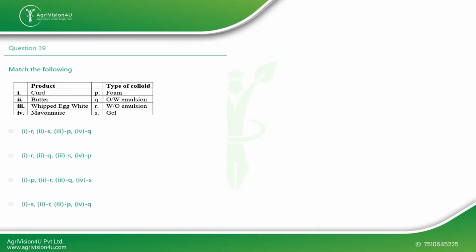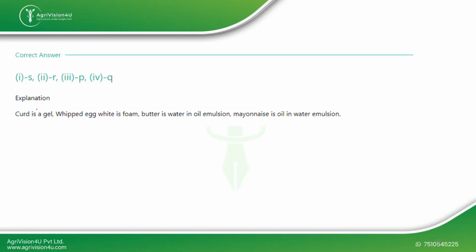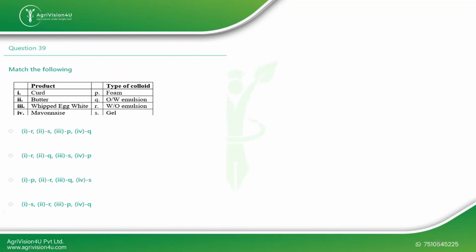The next question is match the following. The products are listed over here, and you have to match them with a particular type of emulsion. Like if you have butter, is butter oil in fat, oil in water, or water in oil type of emulsion? Likewise you have to go. The correct answer for this is SRPQ, so option D is the correct answer. Curd is your gel, butter is your water in oil type of emulsion, whipped egg white is nothing but a foam, while mayonnaise is your oil in water type of emulsion. So the correct answer is option D.